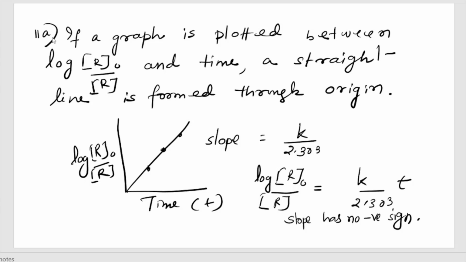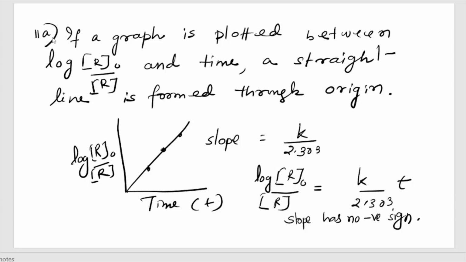So what is the value here? Slope equals k by 2.303. And very important, you can observe there is no negative sign. Why? Because here the formula is log R0 by R equals k t by 2.303. So if you plot the graph between log of R0 molar concentration divided by R molar concentration versus time, then you will get a straight line and the slope equals k divided by 2.303.